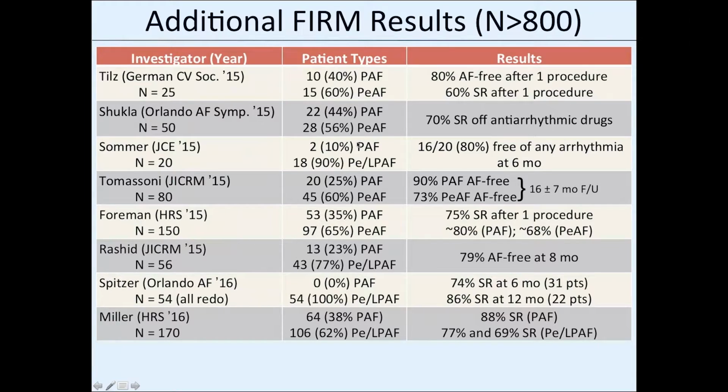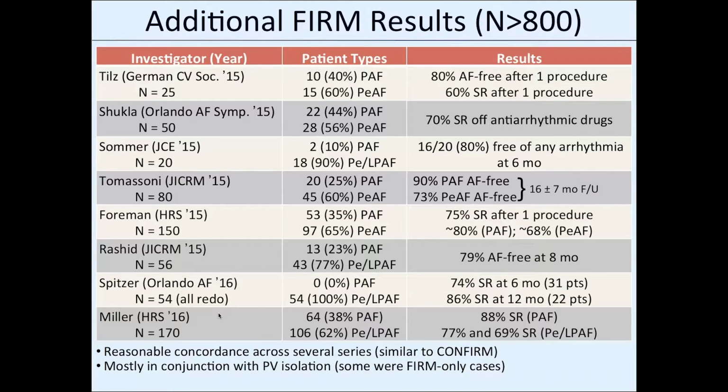A large proportion of the cases are persistent or long-standing persistent, and the results are roughly similar, 70-80% freedom from atrial fibrillation anyway. Atrial tachycardias are still present in some cases. This is our own series. It's soon to be published in the Journal of the American College of Cardiology, of 170 cases that I've done. There's a reasonable concordance across all of these different series that I show here.